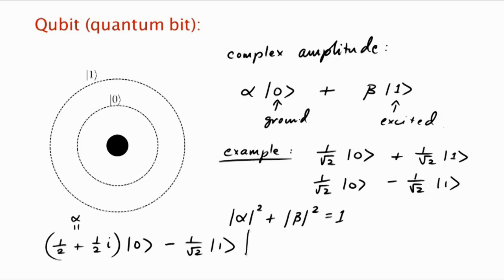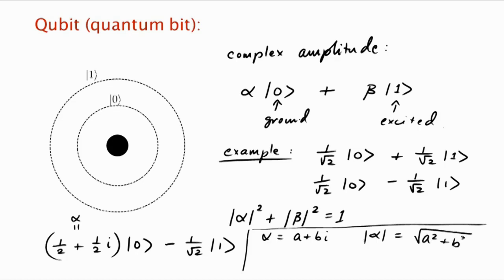So let me remind you about complex numbers. If alpha equals a plus b times i, where a and b are reals, then the magnitude of alpha is just the square root of a squared plus b squared. So in this case, the magnitude of alpha squared would be (1/2) squared plus (1/2) squared, which is half. And of course, the magnitude of beta squared is also half, so it's a normalized state.